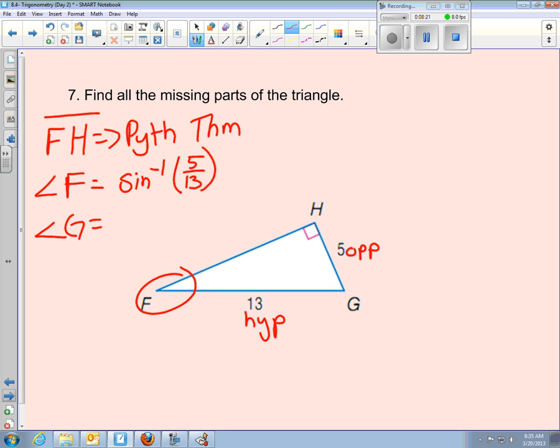When we get angle F, we can find angle G in two ways. One, you can do a trig function, or two, we know that all three angles are going to add up to 180. So take 180 minus the 90 degrees minus angle F, and what's left is going to equal that angle G.